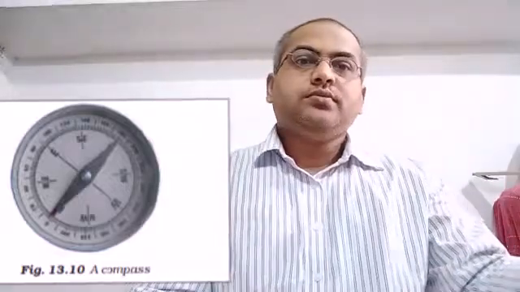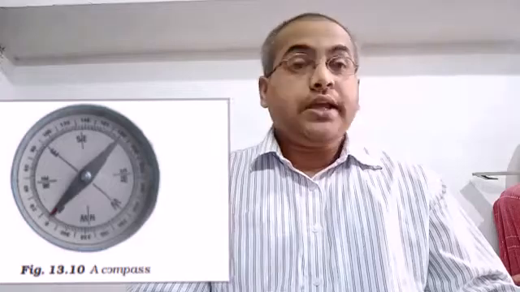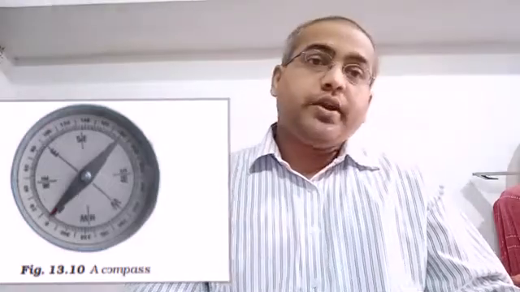Now, after certain developments in science and technology, they were able to make an instrument or device called a compass with the help of this property of a magnet. And they use this device, the compass, for finding directions. So what is a compass? Let's discuss.